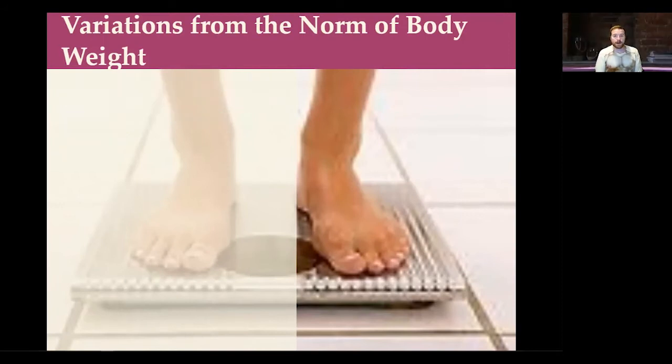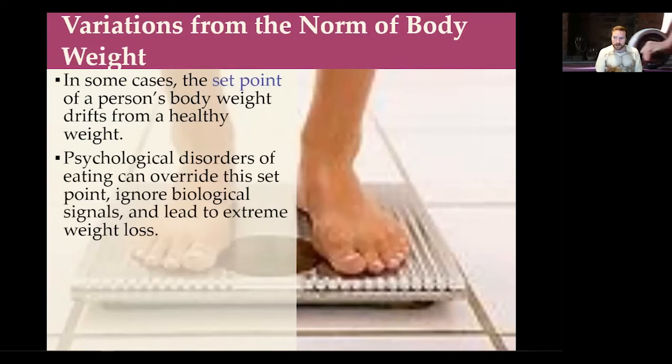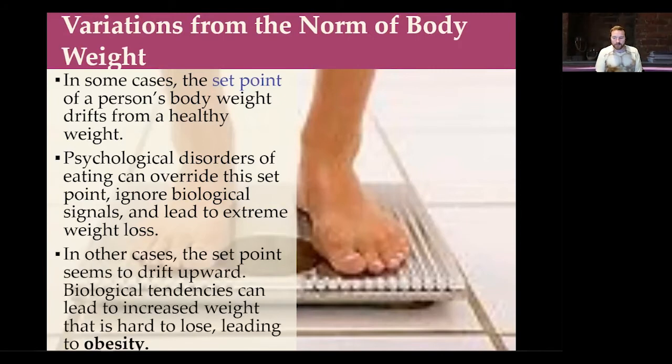Variations from the norm of body weight. In some cases, the set point of a person's body weight drifts from a healthy weight. Psychological disorders of eating can override this set point or allow us to ignore signals and lead to extreme weight loss. In some other cases, the set point seems to drift upward. Biological tendencies can lead to increased weight, and that makes it hard to lose, leading to obesity.